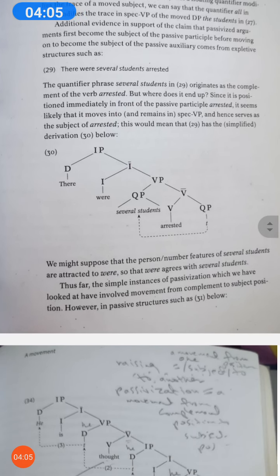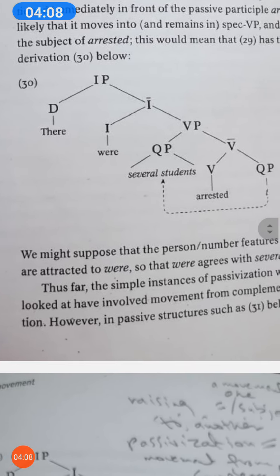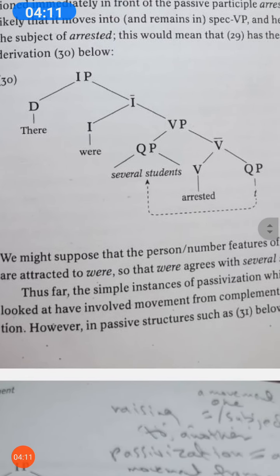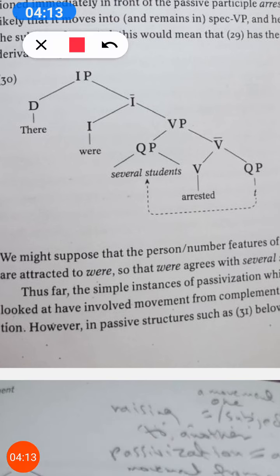Let's take another example about passivization. Here we have example number 13. You see here we also have an auxiliary phrase in the passive sentence: There were several students arrested. Several students is what? It is a quantifier phrase. Several, some, any, many, much: these are called quantifiers because they refer to quantity.